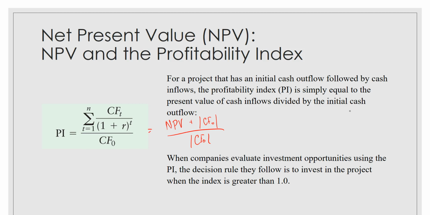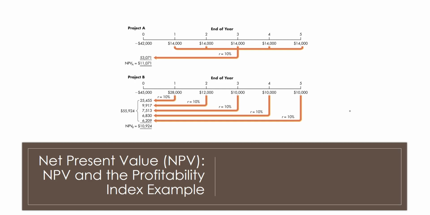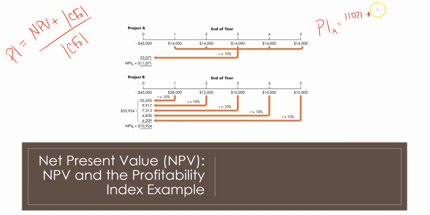So let's work the same example we did a moment ago where we calculated the net present values. So let's calculate the profitability index of project A. Remember I said the profitability index is the net present value plus the absolute value of the cost divided by the absolute value of the cost. So we know with project A the net present value is $11,071. We can add back that initial cost of $42,000 and divide by $42,000. So that gives us $53,071 in the numerator, $42,000 in the denominator, and we get 1.26.